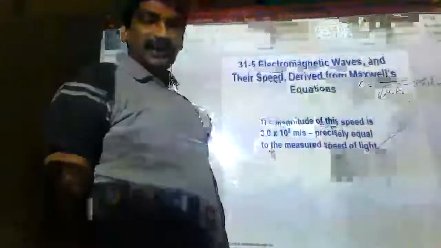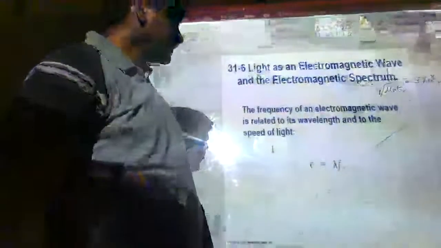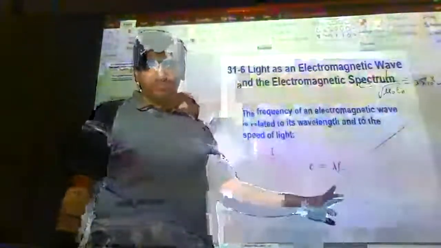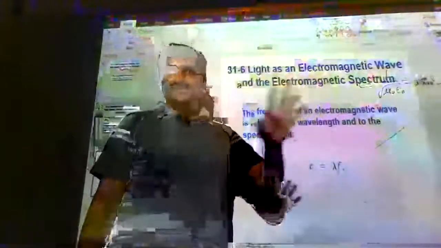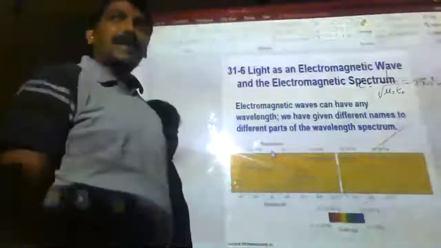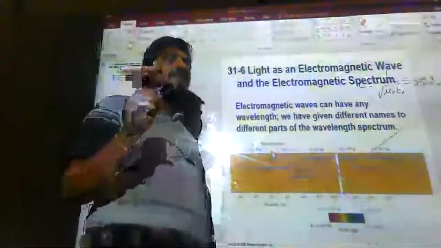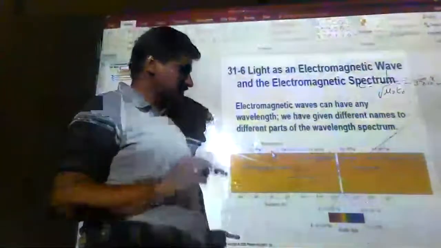The magnitude of this speed is 3 into 10 to the power 8 meter per second, which is equal to the speed of light. It has a basic property: the velocity of light, v equal to f into lambda, we can write. This equation is applicable for all types of waves, and in the same way it is applicable for electromagnetic waves also. Lambda is the wavelength, f is the frequency, and v is the velocity of light, usually indicated with c.